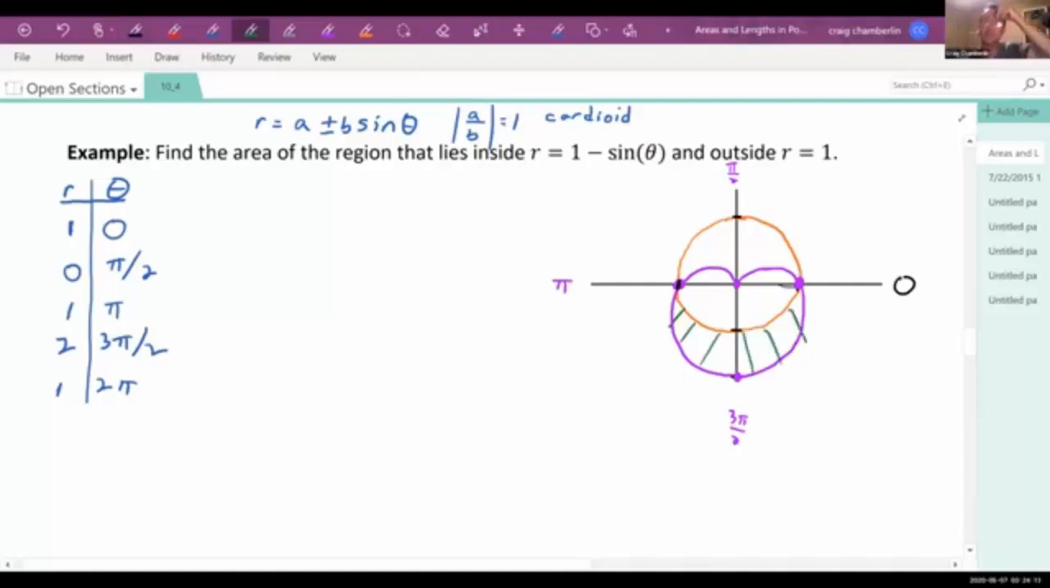Looks like it has teeth now. Does everybody understand what area it is we're trying to find here? Okay.